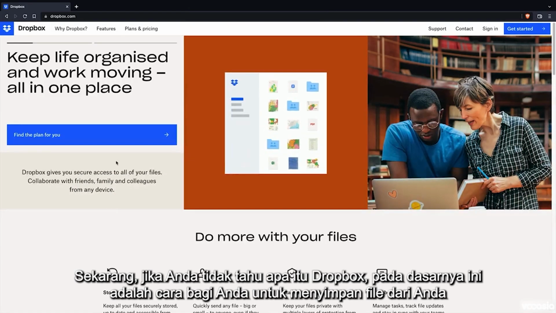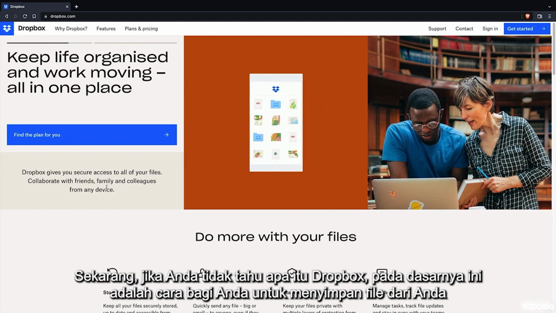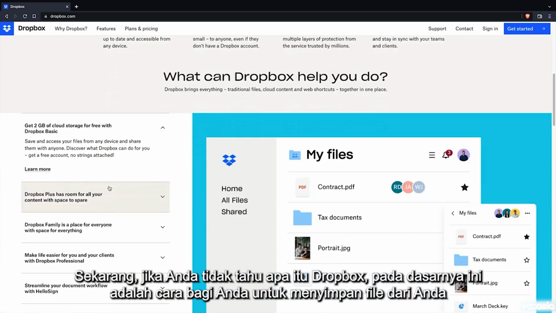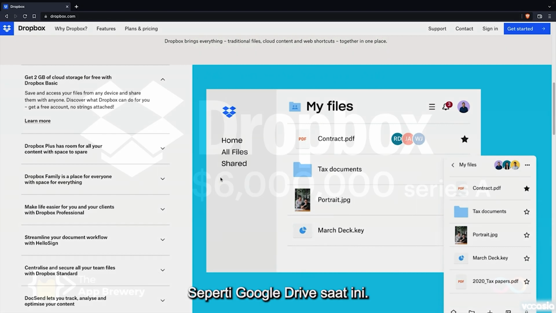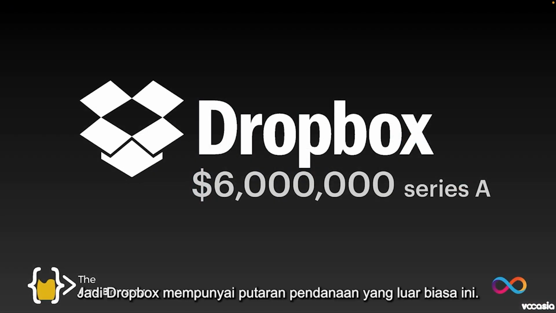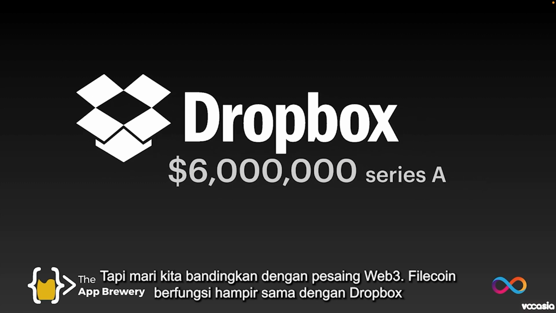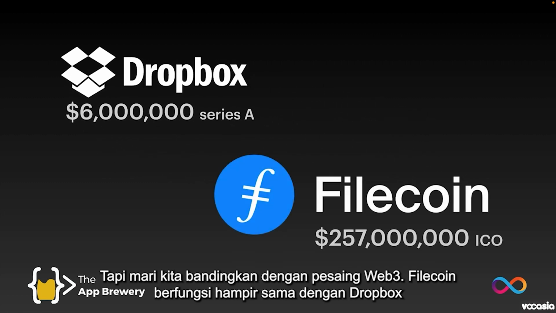Now, if you don't know what Dropbox is, it's basically a way for you to store your files off of your computer on the cloud somewhere else, so that you're able to access it no matter where you are, kind of like Google Drive today. So Dropbox has this amazing funding round, but let's compare that to a Web3 competitor.